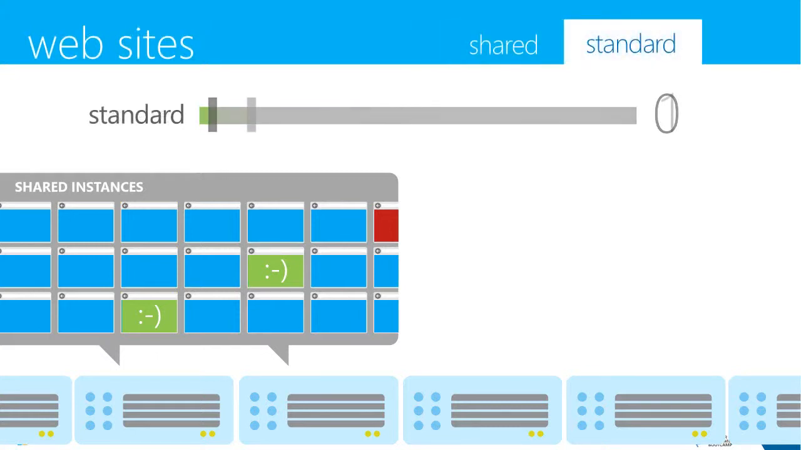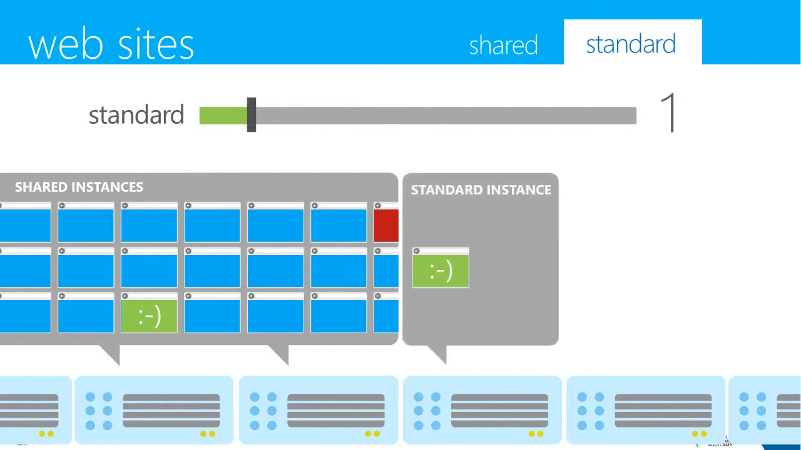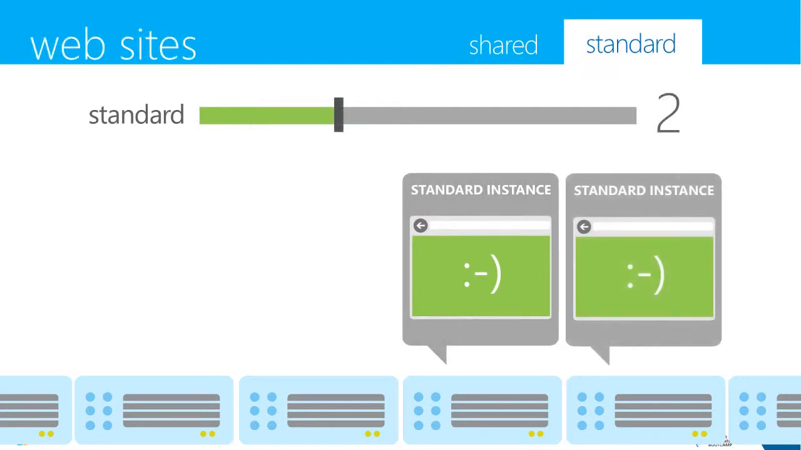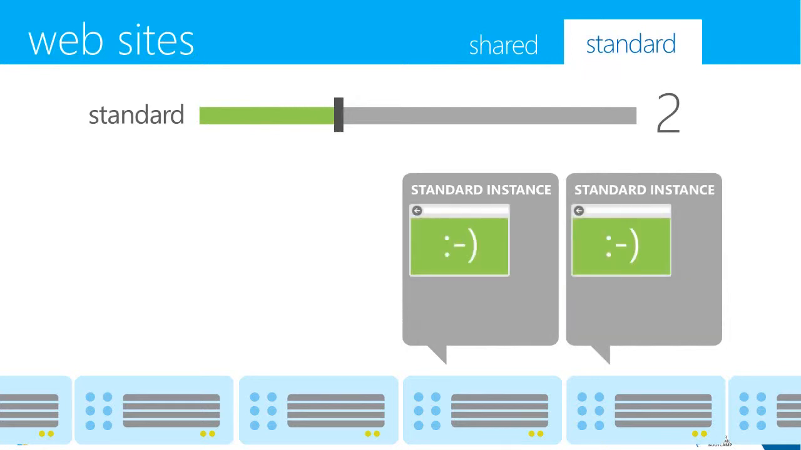With the standard model, your website runs on a dedicated instance. You can choose a virtual machine size, whether it's going to be small, medium, or large. And it's easy to scale out multiple dedicated instances all the way up to 10. This allows you to run multiple websites on your dedicated instance.